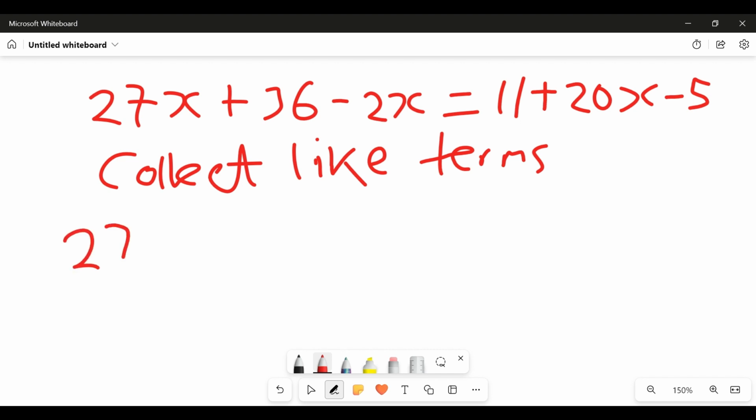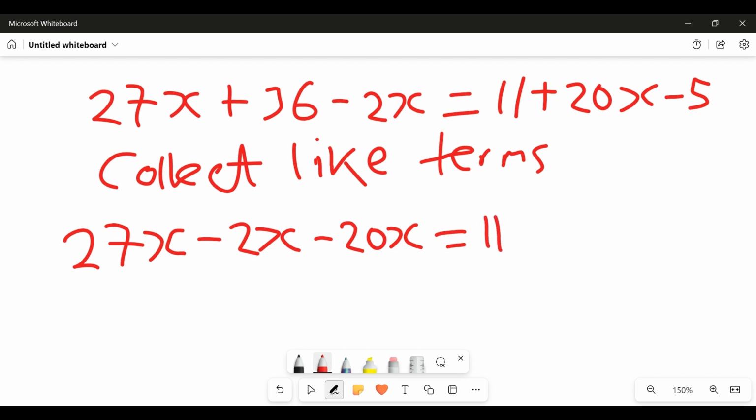Okay, let's put those who have s on the left hand side. 27x minus 2x, those we have on the left already. Now those we have on the right, let's put them to the left. Plus 20x on the right hand side turns to minus 20x on the left hand side, equals to 11 minus 5 initially on the right hand side. So we have plus 36 on the left hand side, coming to the right hand side to be minus 36.